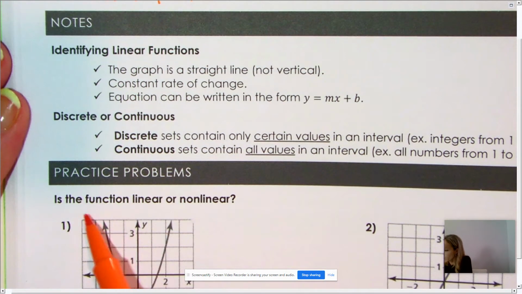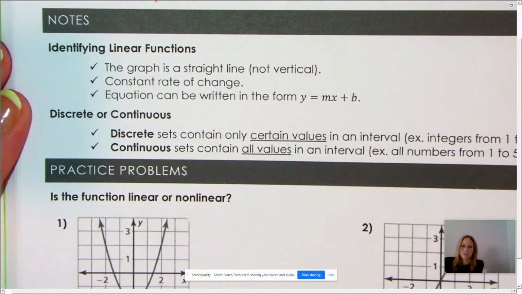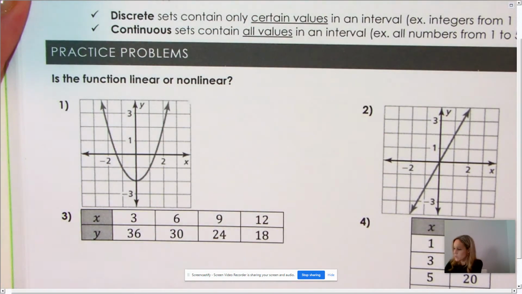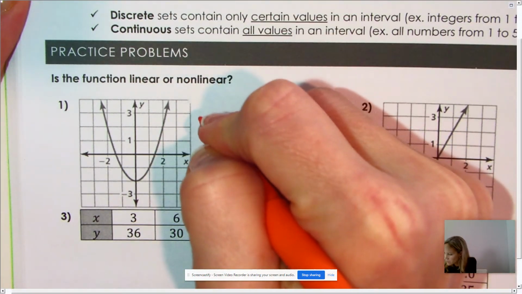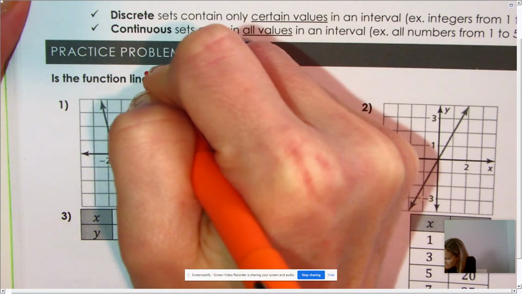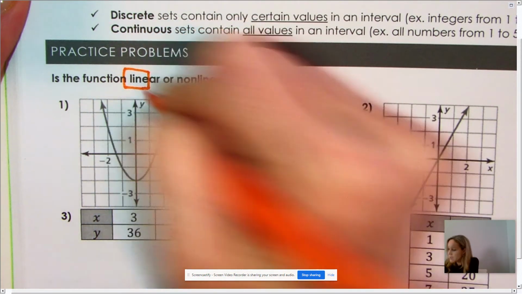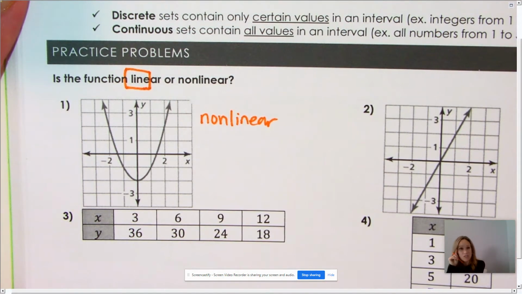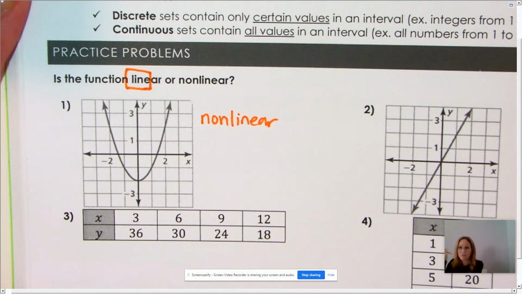All right, so question number 1, is the function linear or nonlinear? Well, does it make a straight line? No. So this is non-linear. And remember the word linear, go ahead and put a box around that word line. Straight line is what it means. It's okay if it's diagonal. It just can't be vertical.